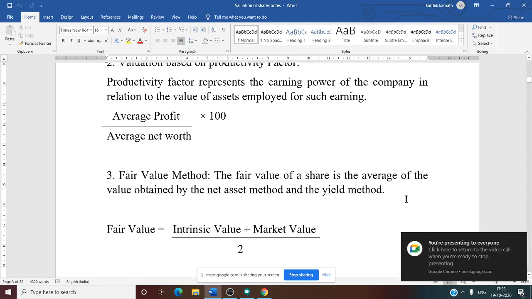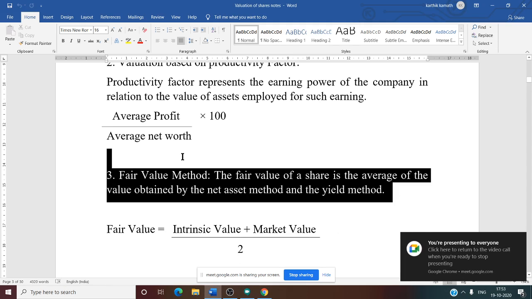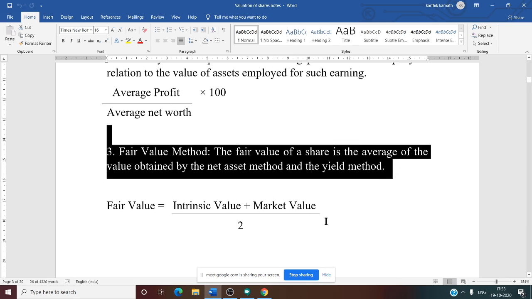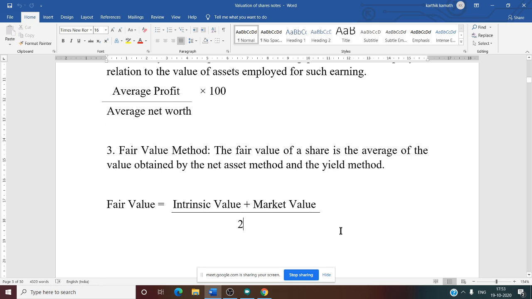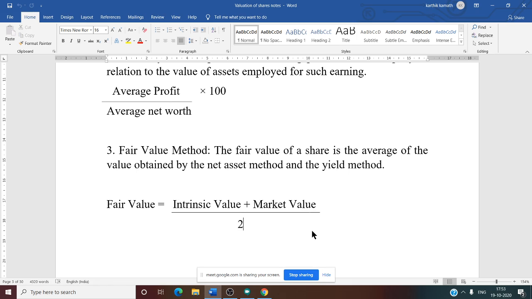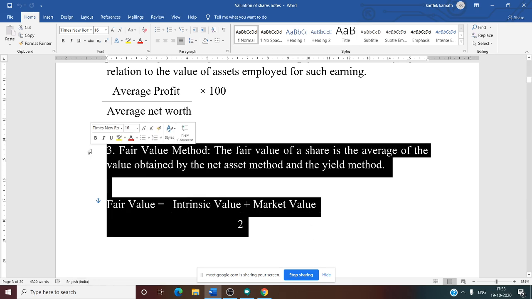So see this fair value method. The fair value of a share is the average of the value obtained by the net asset and yield method. So the fair value formula is intrinsic value plus market value divided by 2, or you can say net asset method plus yield method divided by 2. Yes. So this is the formula, very simple. Combination of the first two methods.